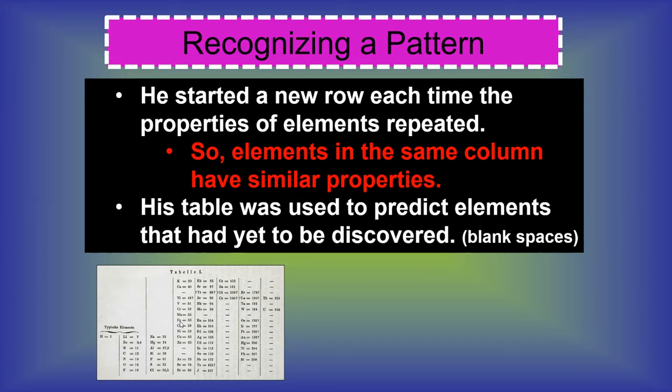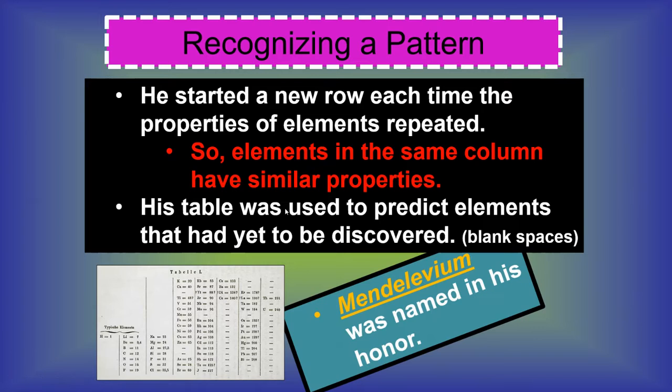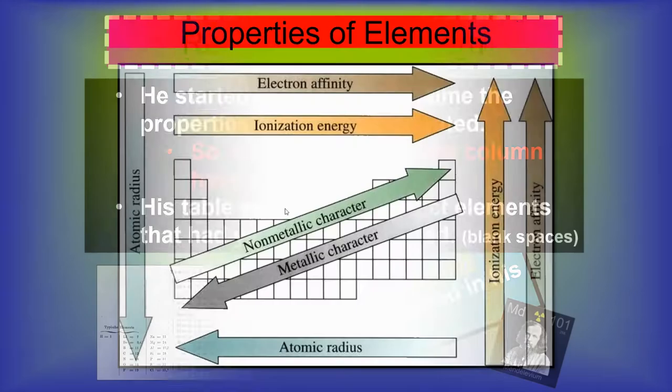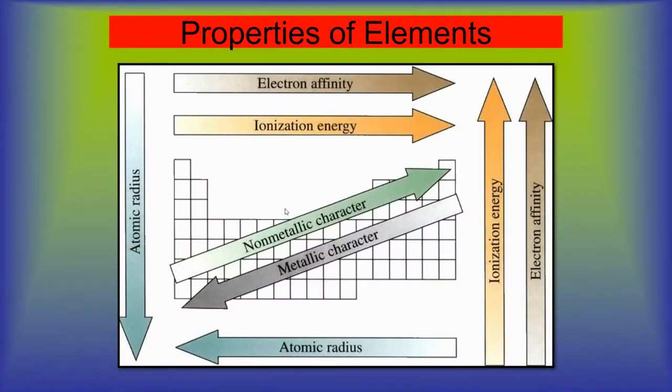His table was used to predict how elements would behave that had not been discovered. So if you notice down here in this area, there are a bunch of blanks, and he left the blanks there so that the ones that would be discovered would go there. So we have the element mendelevium, and it was named in honor of him. All right, so here are some properties of the elements, and you'll learn more about this when you get to chemistry.